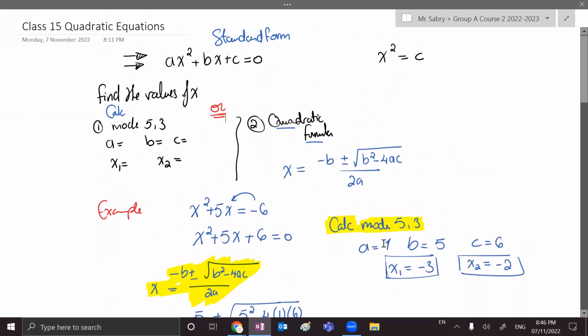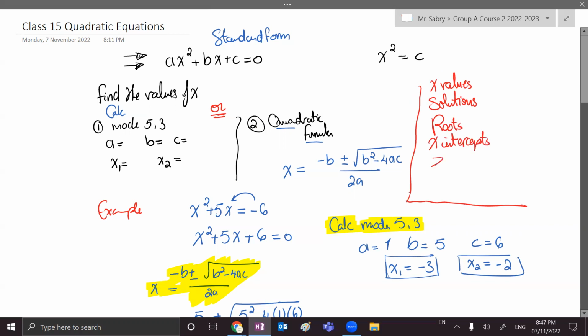Okay, thank you. Most welcome. So if you remember the solutions, we gave them lots of different names. We said they're called x values. They're also called solutions, roots, x-intercepts, zeros. All of these are the same exact thing. So you can use both methods whenever you're trying to find any of those things: the x values, the solutions, the roots, the x-intercepts or the zeros.